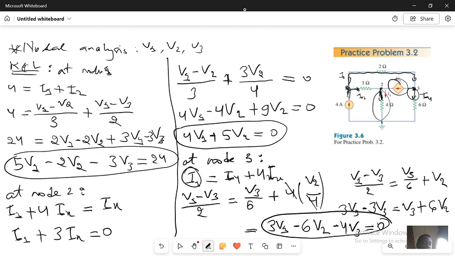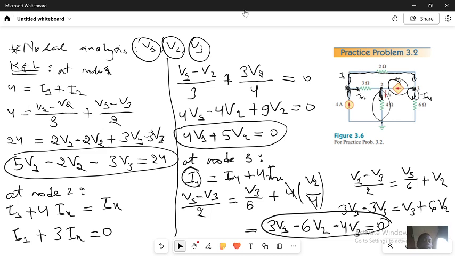So I have 3 equations. I have this equation, I have this equation, in which there is no V3, it's 0, and I have this third equation. If I put them in the calculator, I will determine the value of V1, V2, and V3.